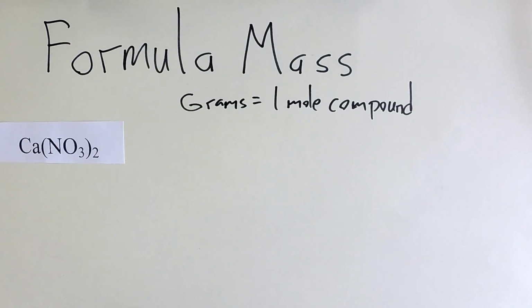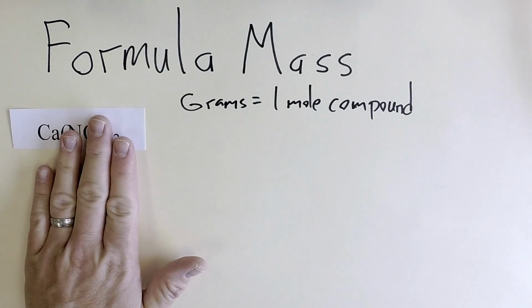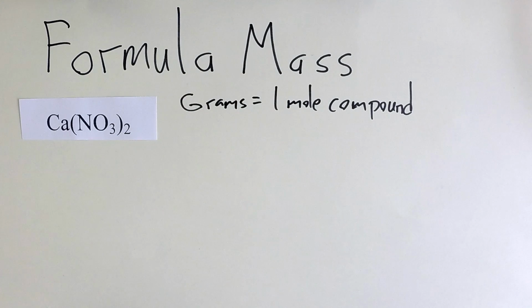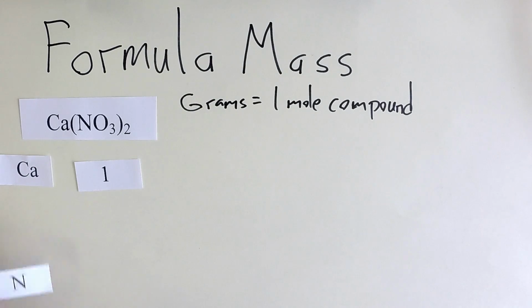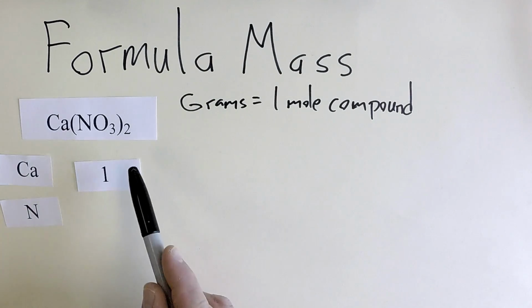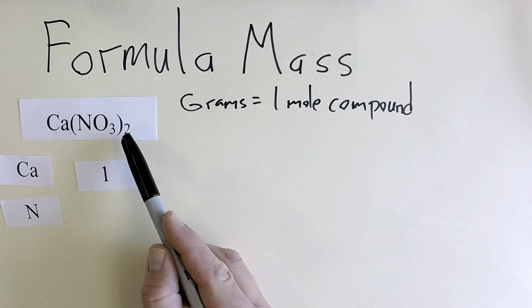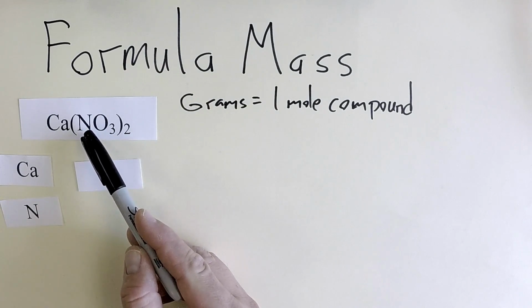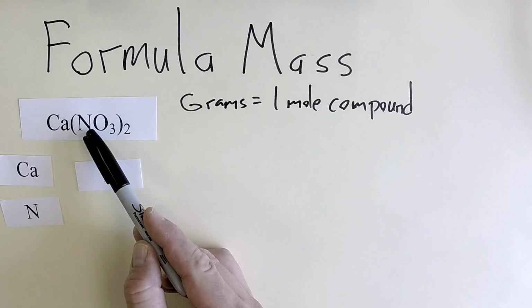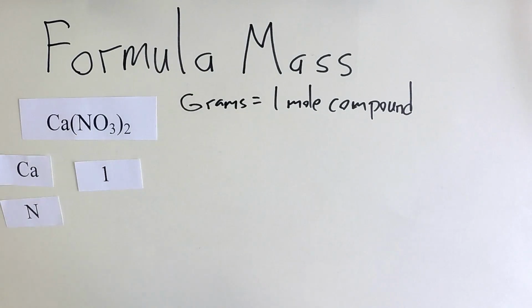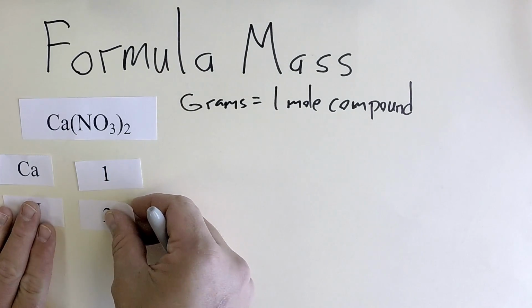We'll look at calcium nitrate, Ca(NO3)2. Now, when you do formula mass, the first step is to pick apart the compound and inventory the atoms. So if we look at calcium, we have 1 atom of calcium. If we look at nitrogen, the subscript outside of the parentheses carries through the parentheses, but does not apply to things outside of the parentheses. So 2 times 1, 1 being the subscript for nitrogen, that gives us 2 atoms of nitrogen.